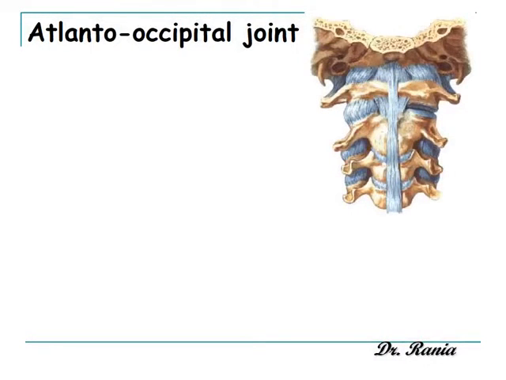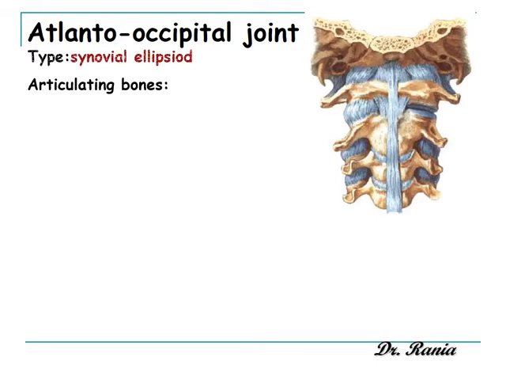Let's move to the joints between the skull and vertebral column. First, the atlanto-occipital joint. The atlanto-occipital joint is a synovial ellipsoid joint. It is the articulation between the superior articular facet of the atlas and the occipital condyles.